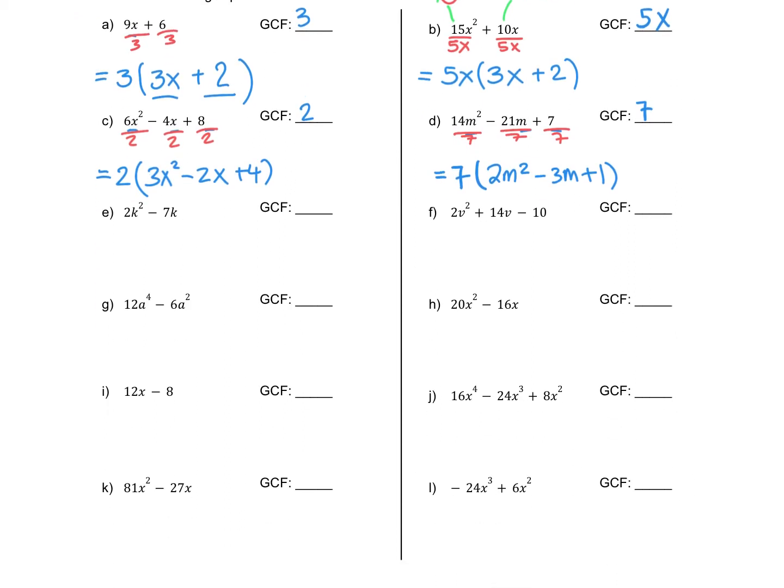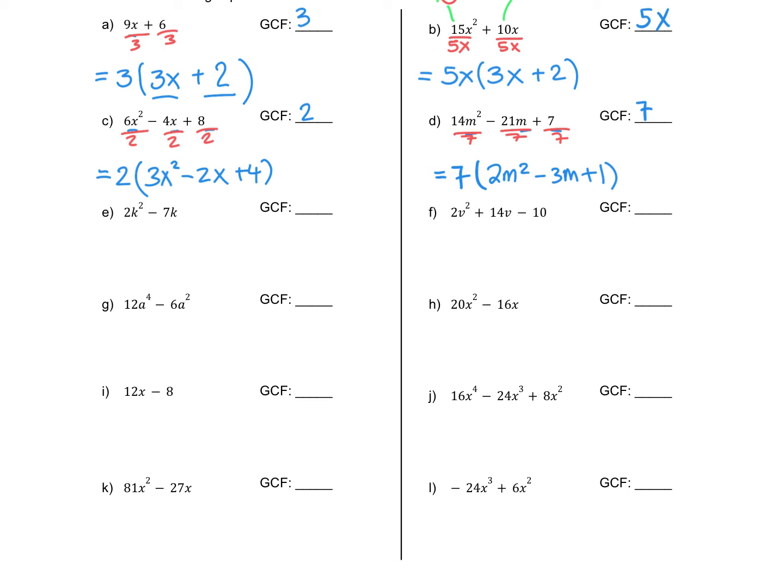E, 2k squared minus 7k. So if you look at 2 and 7, they have nothing in common. 2 can only be divided by 1 and 2. 7 can only be divided by 1 and 7. So technically they have 1 in common, but when you divide anything by 1, you get itself, so it doesn't do anything. So in terms of the coefficient, nothing really.